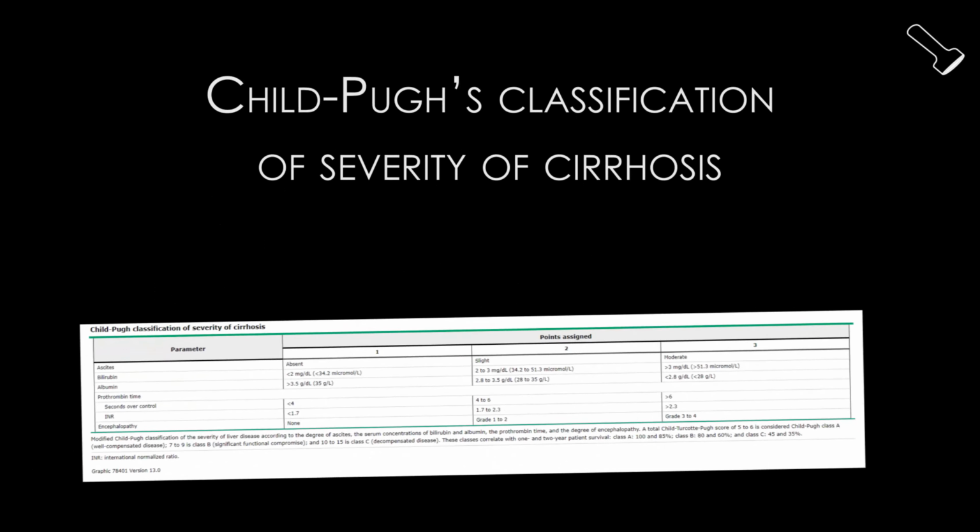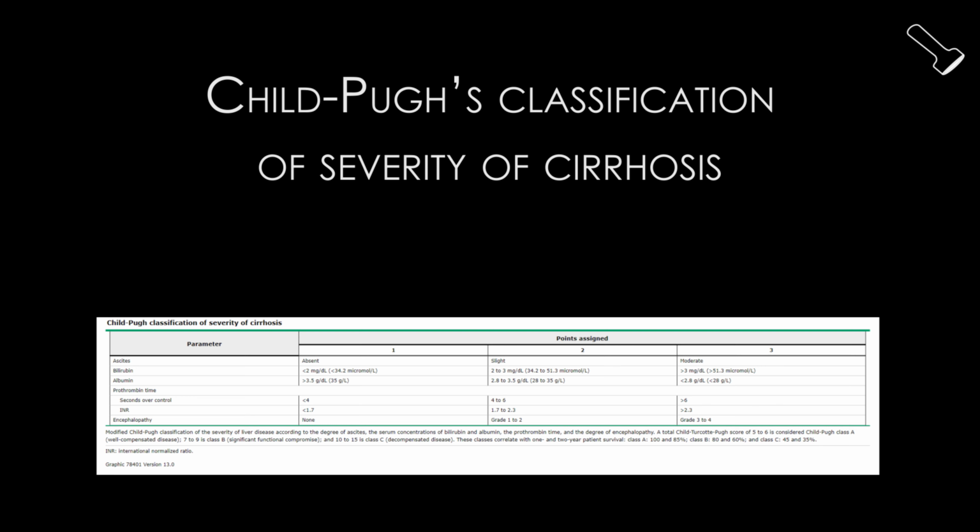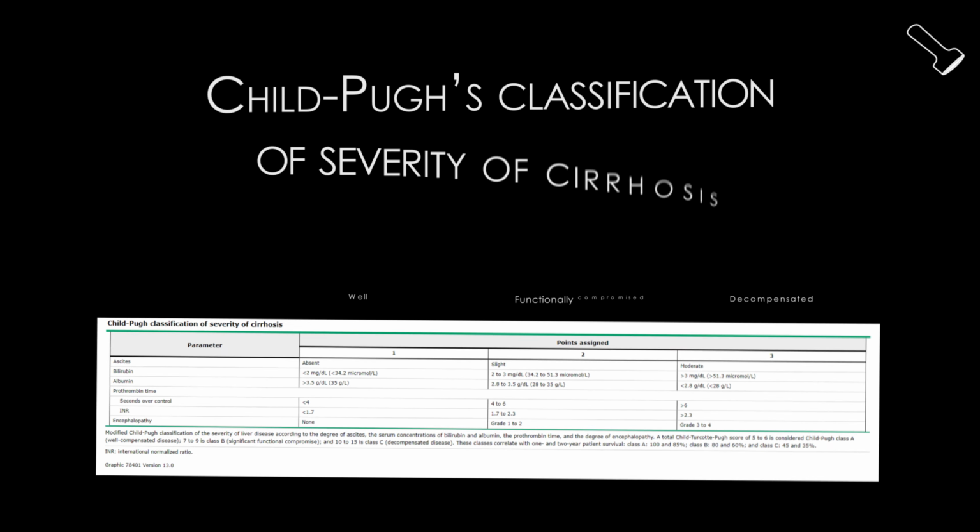Prothrombin time, albumin concentration, bilirubin concentration, degree of ascites, and grade of encephalopathy are all parameters used in Child-Pugh's classification of severity of cirrhosis. The values of these tests are used to categorize cirrhosis into well-compensated, functionally compromised, and decompensated, with each of these classes having different clinically significant 1 to 2 year survival rates.